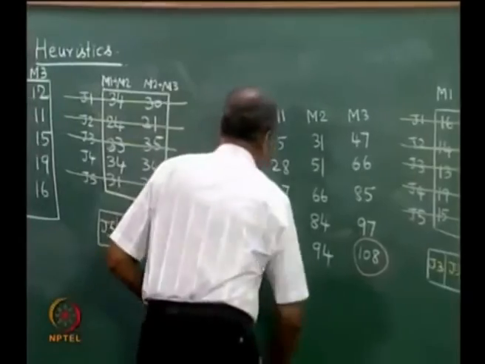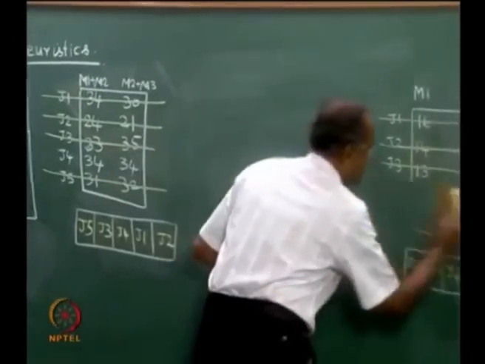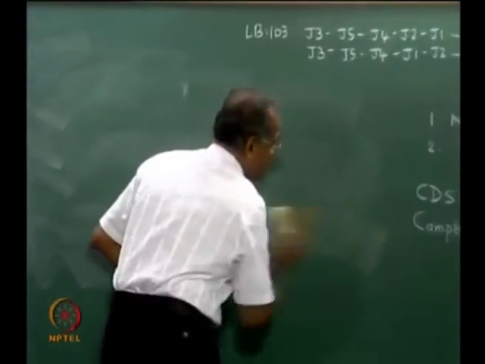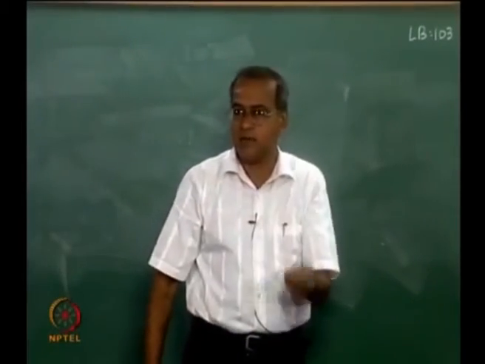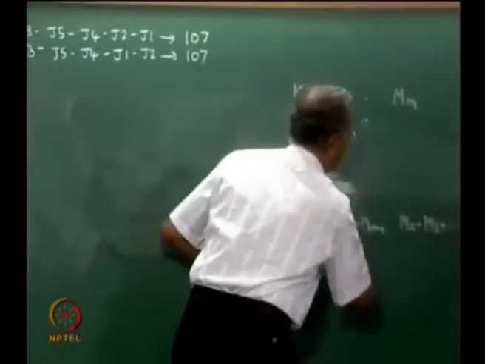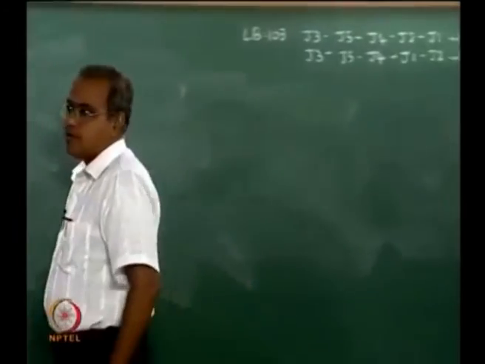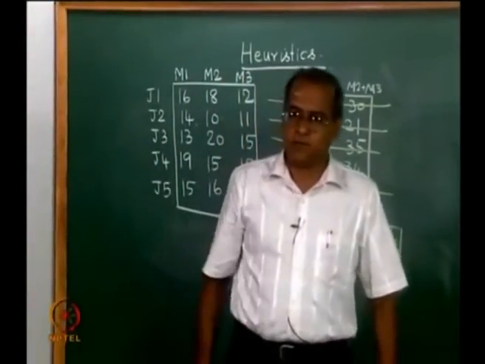Now, let us look at one more heuristic algorithm and see whether we can get a solution which is better than 107. The goodness is once again 107 minus 103 by 103. So, we have not made too much of an improvement. For this particular example, the CDS gives the same value of the makespan as that of the Palmer.